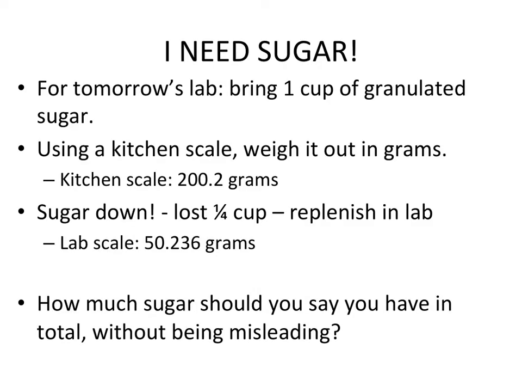So let's say, for example, you needed sugar for a lab. You're told to bring it from home. Using a kitchen scale, you weighed it out in grams, and you got 200.2 grams. However, when you're walking to school, you lost exactly a quarter of a cup, so you need to replenish it in the lab. The scale in the lab was a little bit more accurate, or a little bit more precise, and you measured out 50.236 grams.